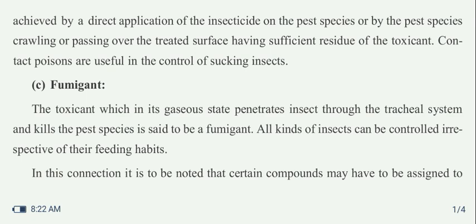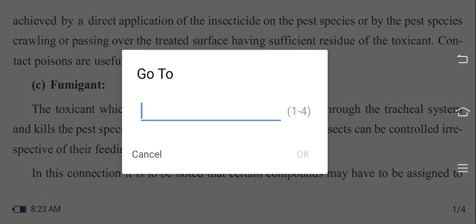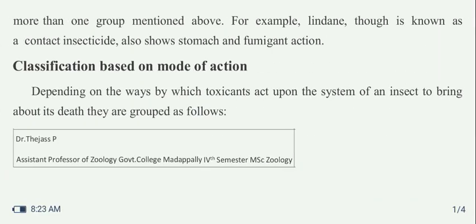Fumigant. The toxicant, which in its gaseous state penetrates the insect through the tracheal system and kills the pest species, is said to be a fumigant. All kinds of insects can be controlled irrespective of their feeding habits. In this connection, it is to be noted that certain compounds may have to be assigned to more than one group mentioned above. For example, lindane, though it is known as a contact insecticide, also shows stomach and fumigant action.